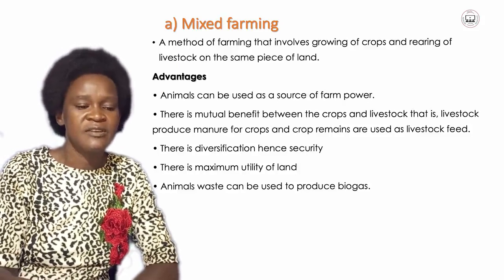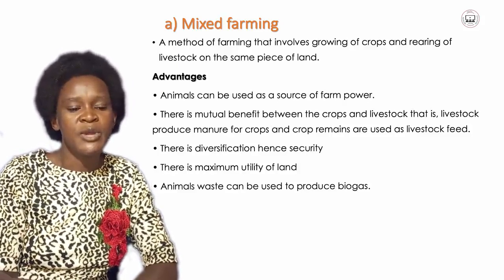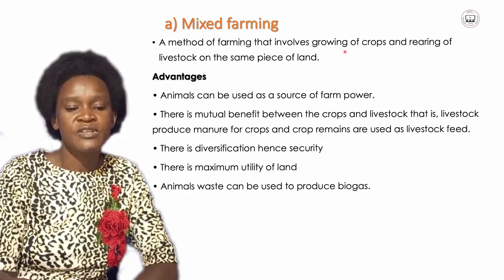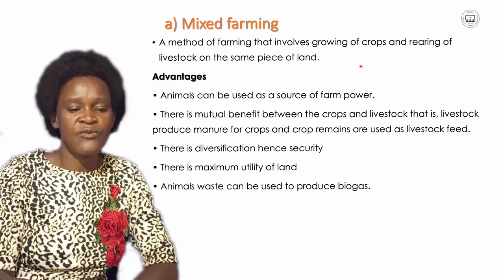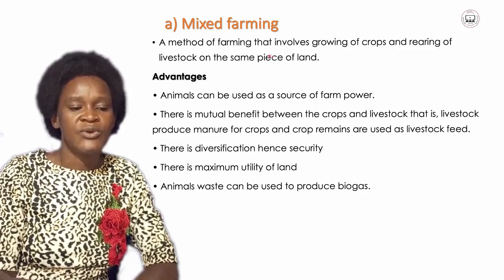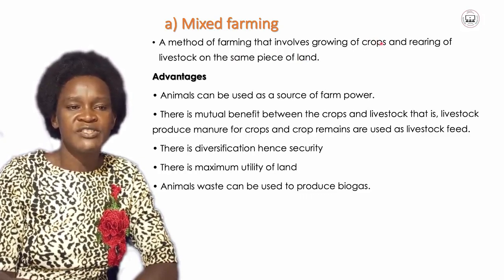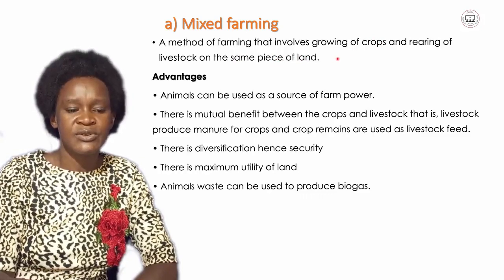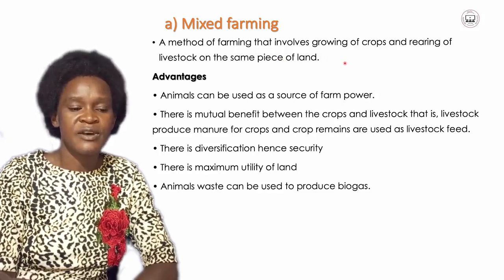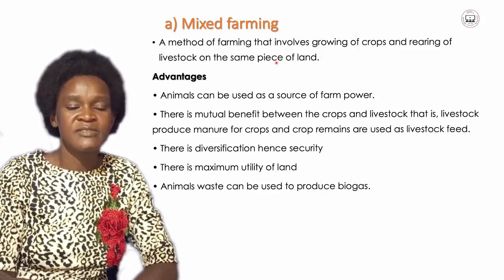Let's start with the first example, mixed farming. Mixed farming is just a method of farming that involves growing of crops and rearing of livestock on the same piece of land. So you are engaged in crop production at the same time you are engaged in livestock production on the same piece of land. This farming system has some advantages, and some of the advantages are as follows.